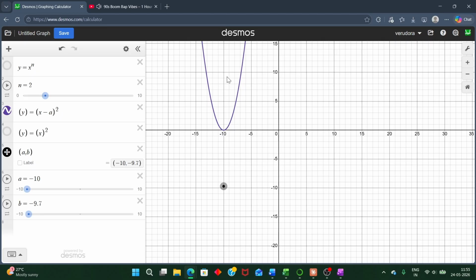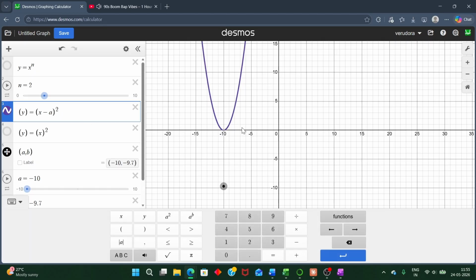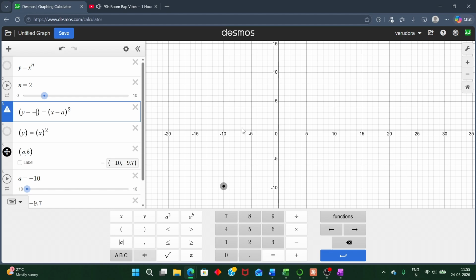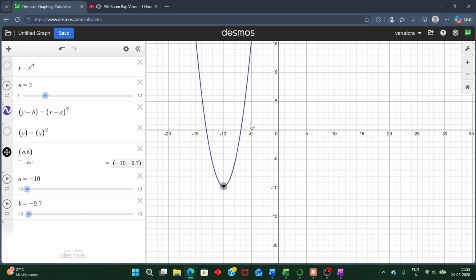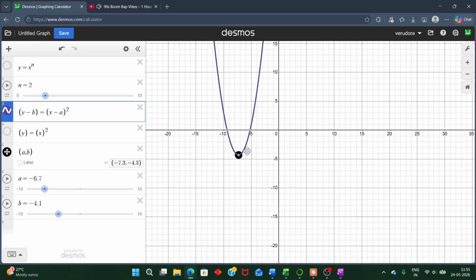And now I want to shift it by the y coordinate also. So I would just have to subtract the y coordinate, which in this case is minus 9.7, which is just point B. So in general, if you want to shift any equation to a specific point, then just replace x with x minus a and y with y minus b. This works with every function.